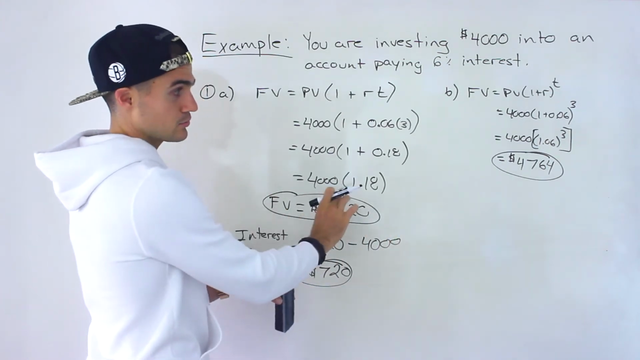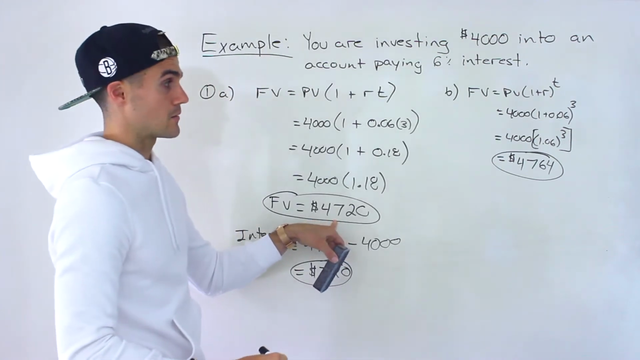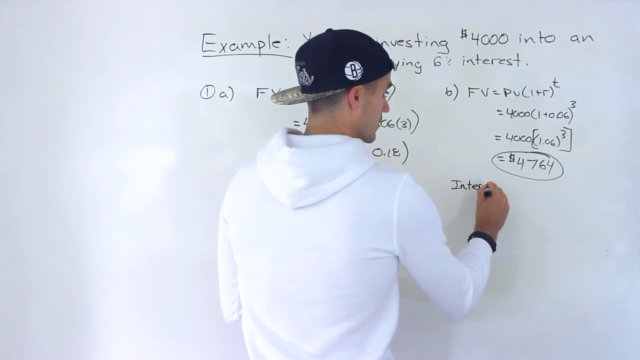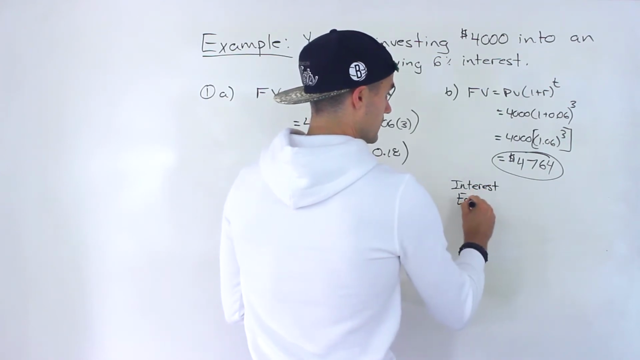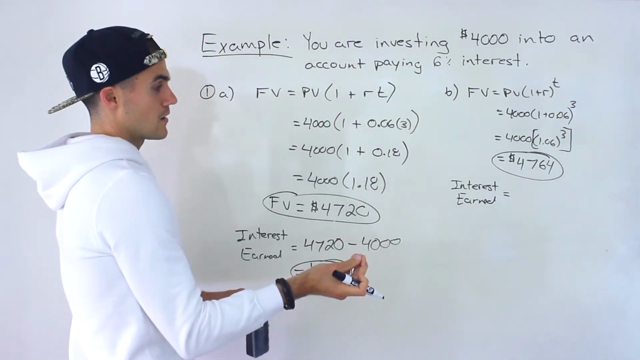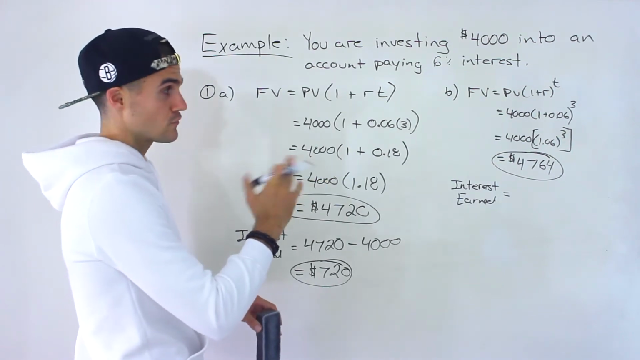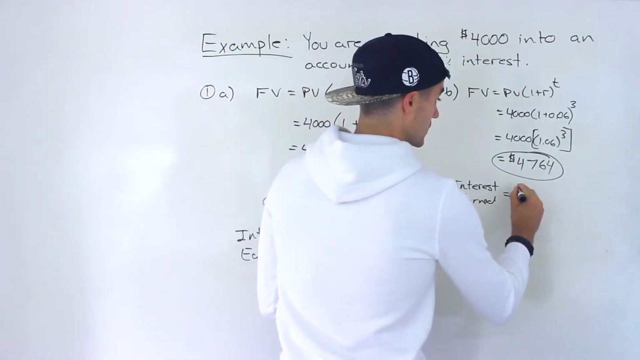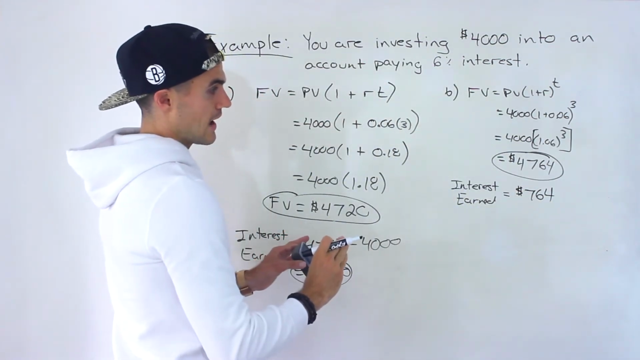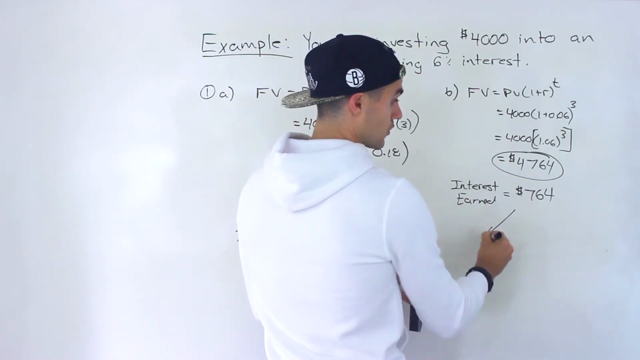A slightly larger value than this, and that makes sense because with compound interest, you're making interest on interest. You're not just making that simple interest every year. So it makes sense that this amount is going to be greater than that amount. And then the interest earned, same thing. It's going to be the future value minus the present value, 4,764 minus 4,000, which would give us 764.